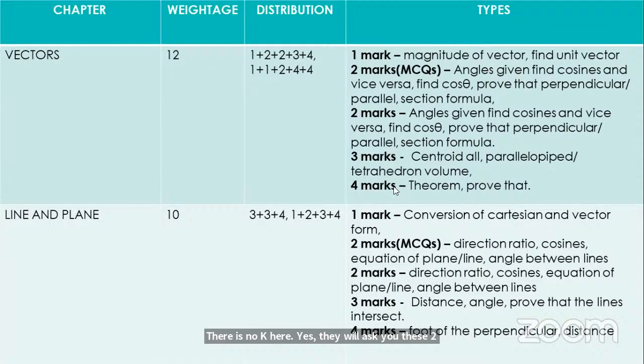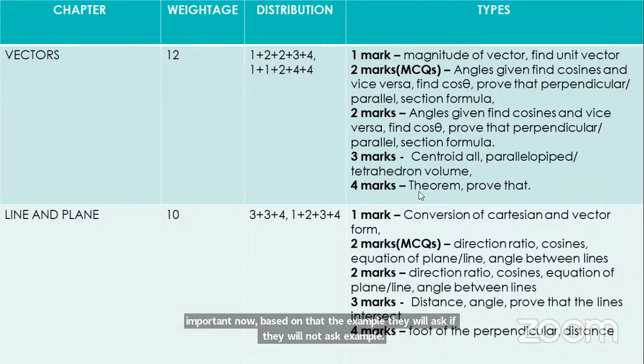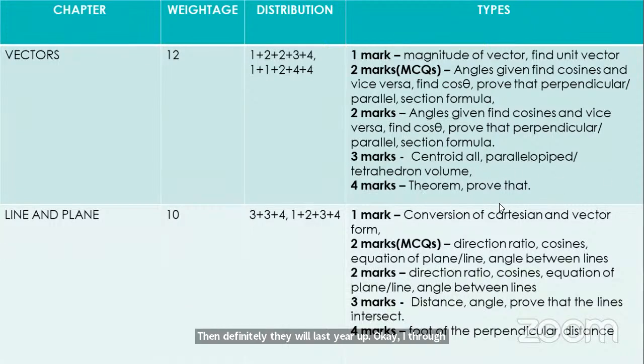And here 3 and 4 marks examples are very important in this chapter. Most of the time they will ask you to find the parallelepiped volume of that. Means the theorem which is important. Based on that, the example they will ask. If they will not ask example, then definitely they will ask theorem. Okay. And prove that type of examples are also there here in this vector chapter.